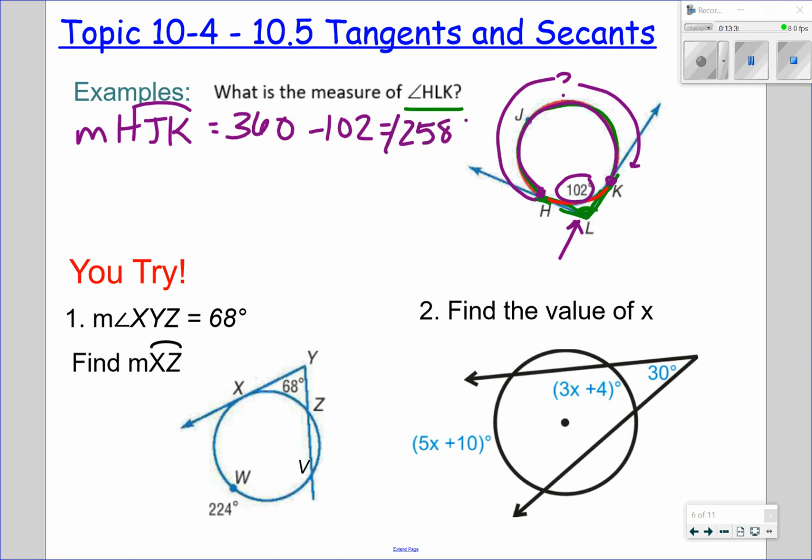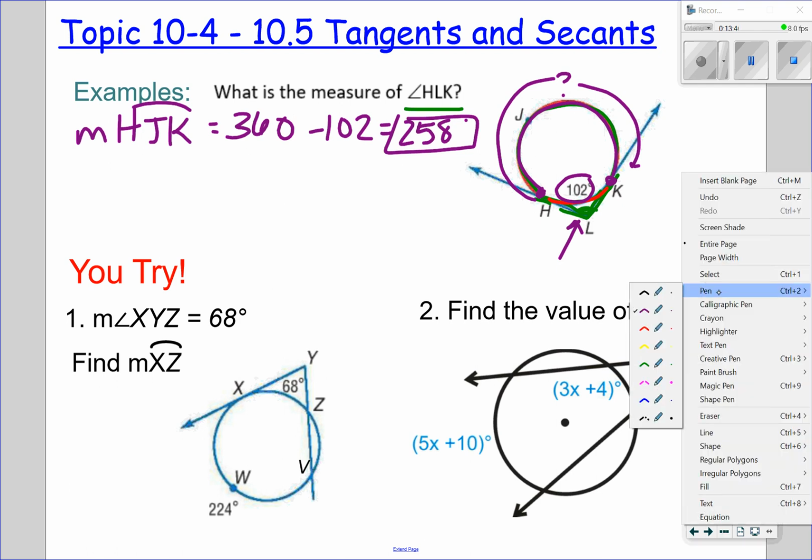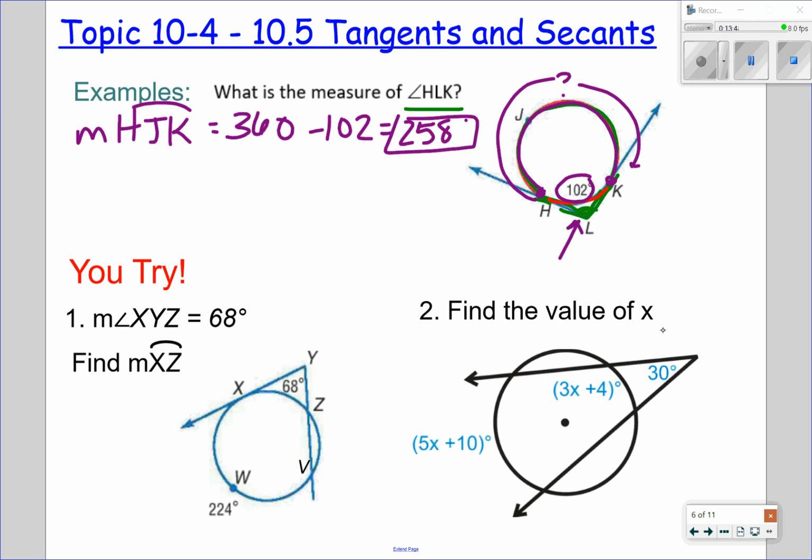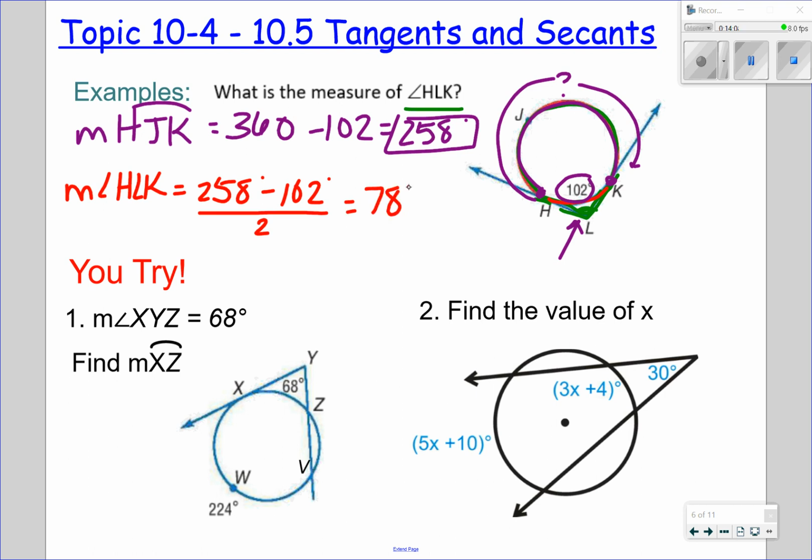All right, so now that we found that, we can go ahead and find the measure of angle HLK. So the measure of the angle is just going to be big arc minus small arc divided by 2. So the measure of angle HLK would be 258 minus the 102, big arc minus small arc, all divided by 2. If you go ahead and put that into your calculator, you end up with 78 degrees.